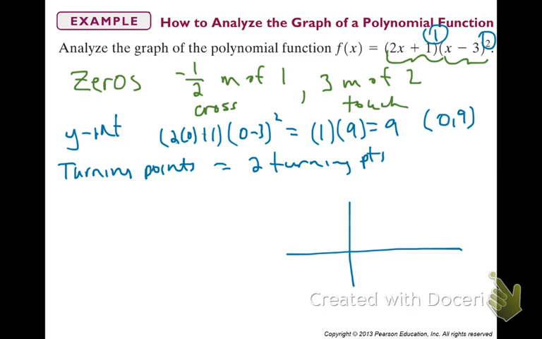So our end behavior: we have a degree of 3, so our degree is odd, right? And our leading coefficient, can you tell if your leading coefficient is going to be positive or negative? It's going to be what? Positive. So for our end behavior, we're going to have a positive odd.